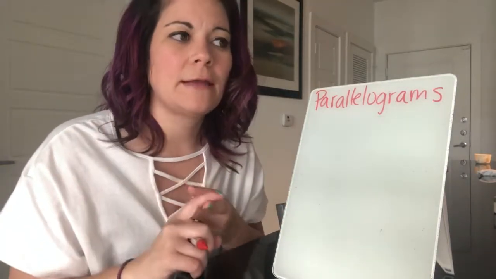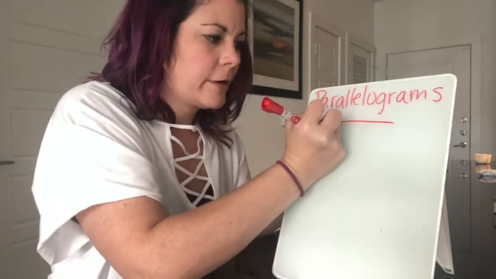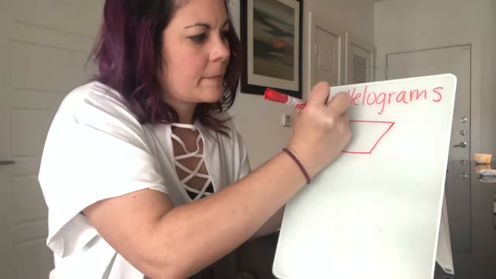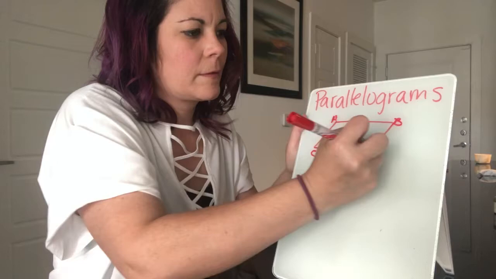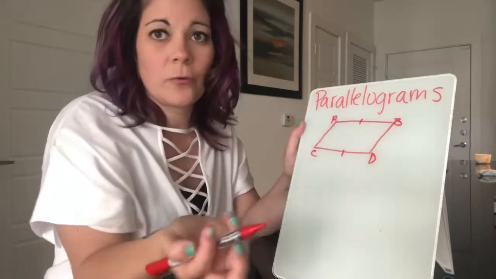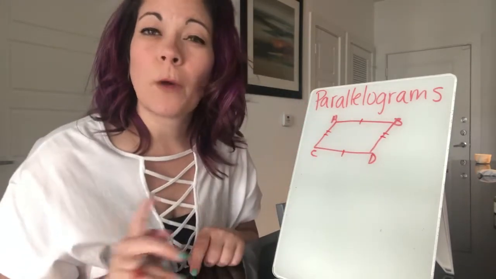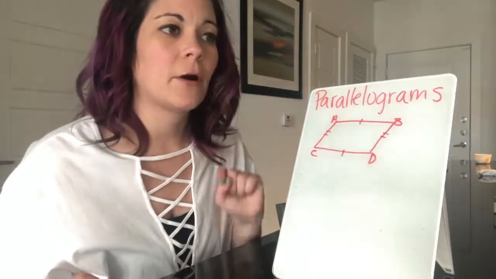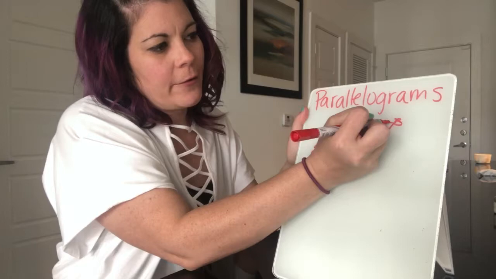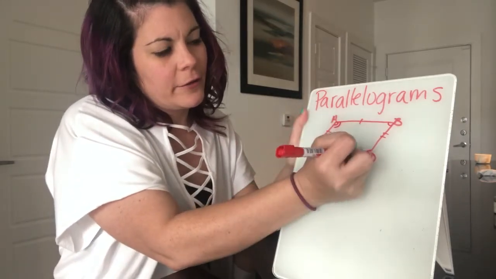Opposite sides of a parallelogram are congruent. So I'll draw a parallelogram so we can talk about it. Those two are congruent, and then these two are congruent. So that is one property: opposite sides of a parallelogram are congruent. Opposite angles of a parallelogram are congruent. So angle B is congruent to angle C. Angle A is congruent to angle D.